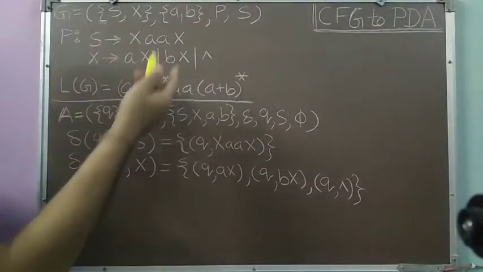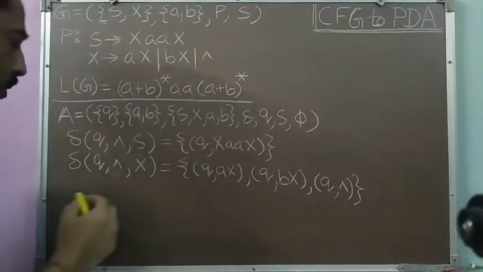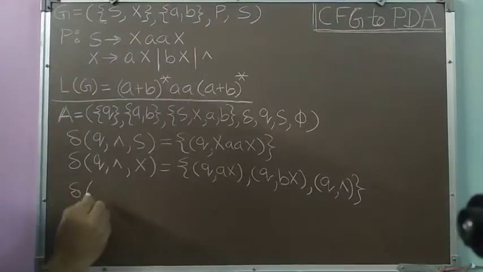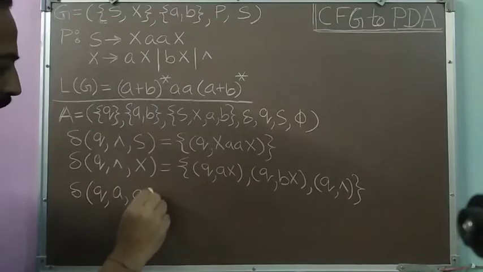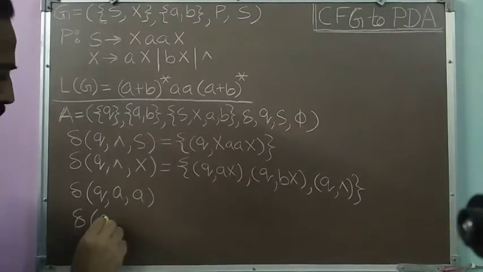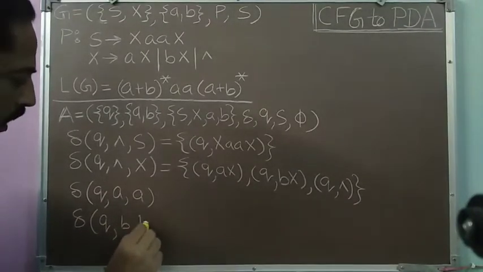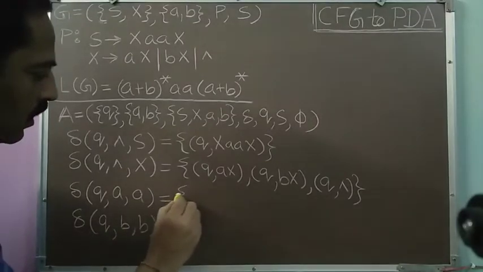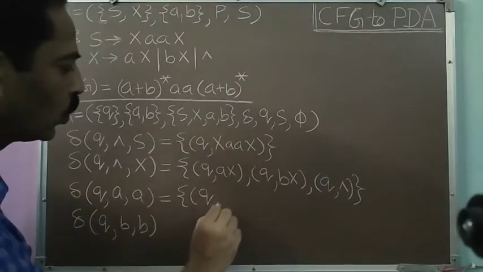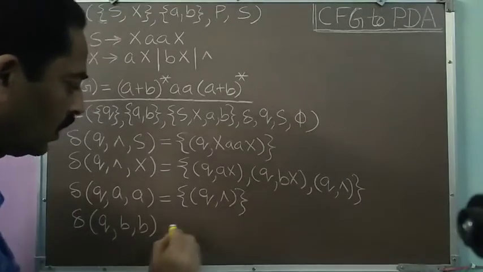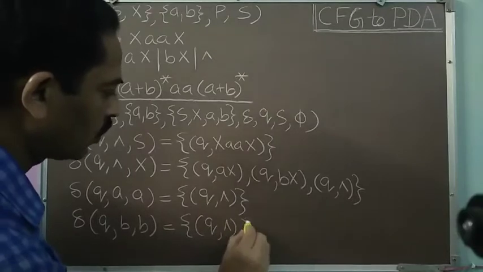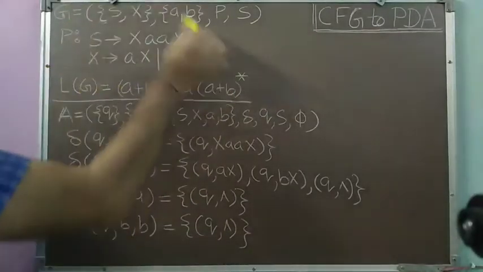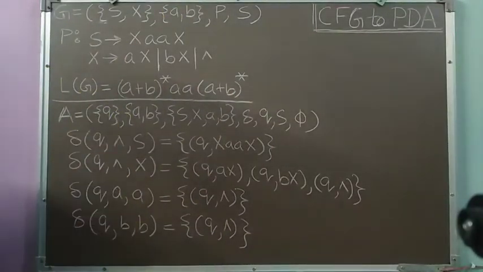Now as per rule 2, I will write the rules for all the terminals. There are 2 terminals a and b, so I have to write the transitions of the form (q, a, a) and (q, b, b). And for the terminals, I have to write only (q, null), always. So I will write (q, null). So you can see how easily I have converted my grammar to my PDA. So this will be my PDA.